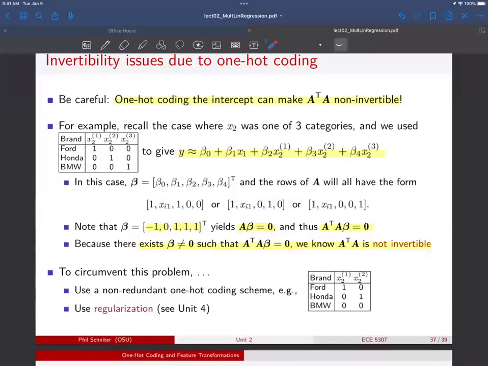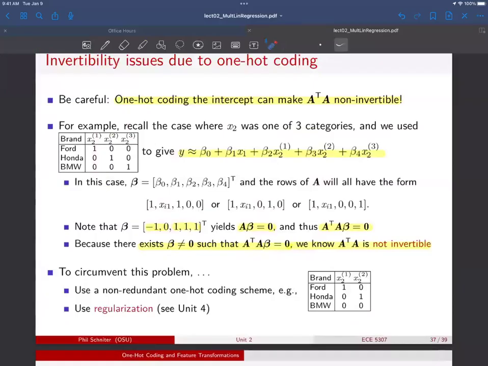And the solution to this problem is just get rid of one of the columns. You don't really need to use 3 columns. In fact, if you do use 3 columns, you run into a problem. So you can remove any one of these columns in the one hot coding. And for example, if you remove the third one, you get this. And now you're using 3 different intercept parameters to model 3 different things. And this solves the problem.